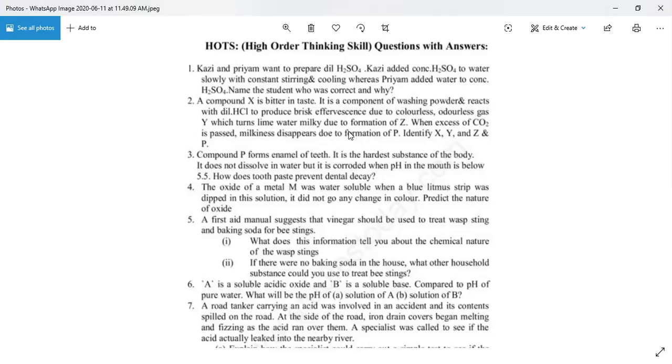Okay. Then Gokul, 6-1. A is soluble acidic oxide and B is soluble base.